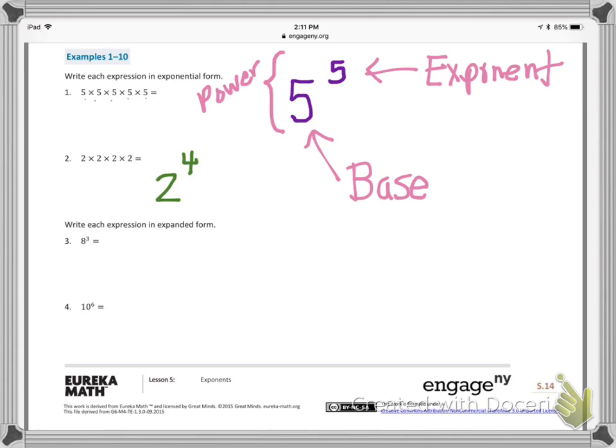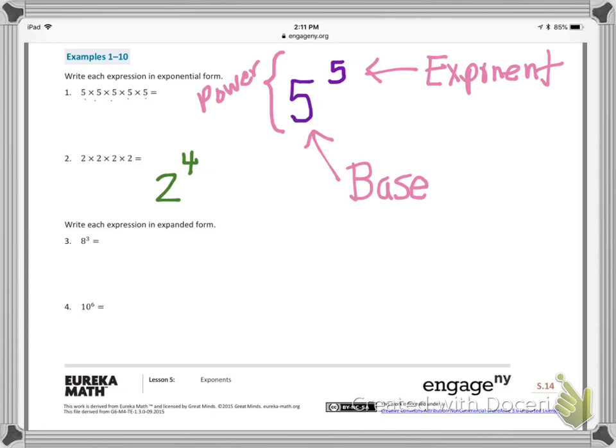So we don't have to write 5 times 5 times 5 times 5 times 5. We don't have to write all that out. I can write it in a code showing that it's repeated multiplication, and that code is a power using a base, the number that is being repeatedly multiplied, and the exponent. Okay?